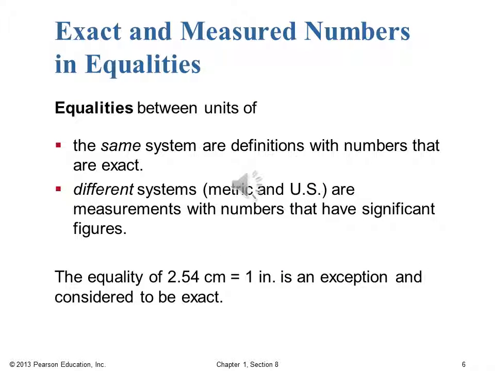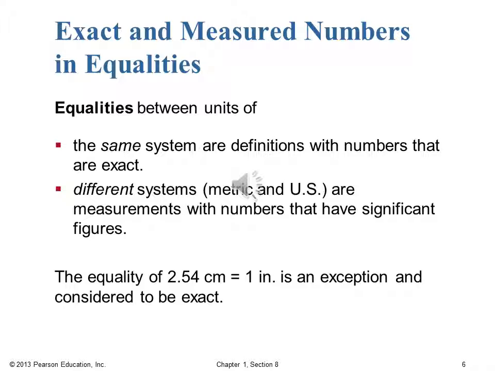Now, just one more distinction. Of course, when we're within the metric system or within the English system, when we say, for instance, that 1 centimeter equals 10 millimeters, that 1 and that 10 are both exact numbers. They're infinitely significant. They don't affect your significant figures. Likewise, saying that 1 foot equals 12 inches, that 1 and that 12 within the US system would be exact numbers, not subject to sig fig rules.